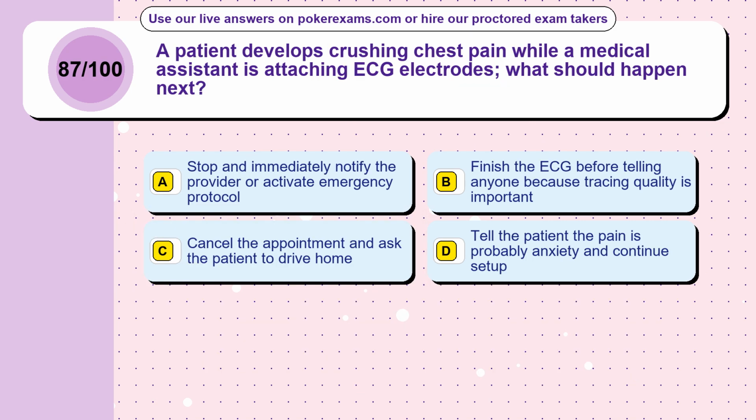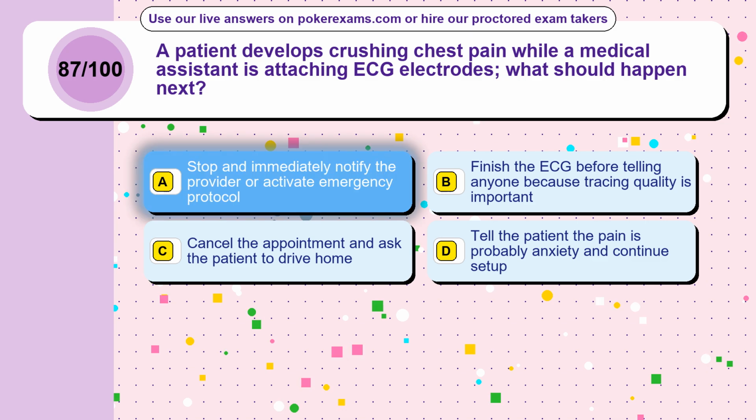Question 87. A patient develops crushing chest pain while a medical assistant is attaching ECG electrodes. What should happen next? Option A, stop and immediately notify the provider or activate emergency protocol. Option B, finish the ECG before telling anyone because tracing quality is important. Option C, cancel the appointment and ask the patient to drive home. Option D, tell the patient the pain is probably anxiety and continue setup.